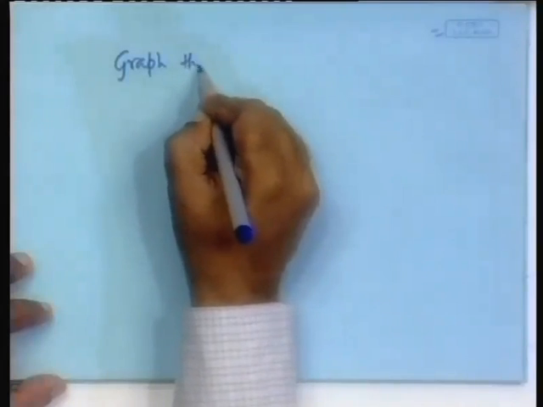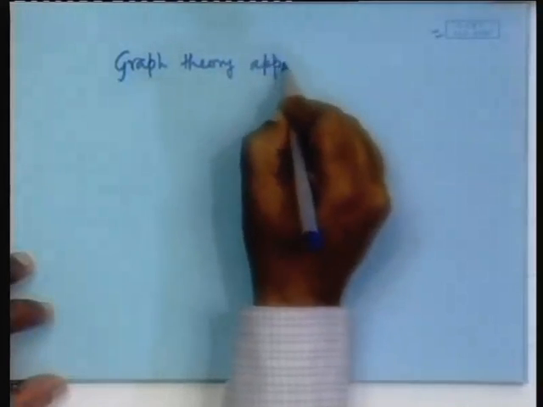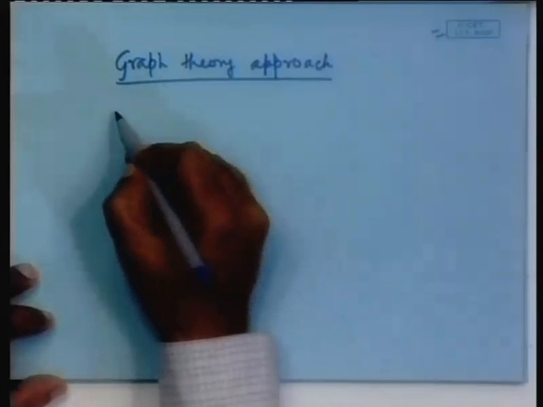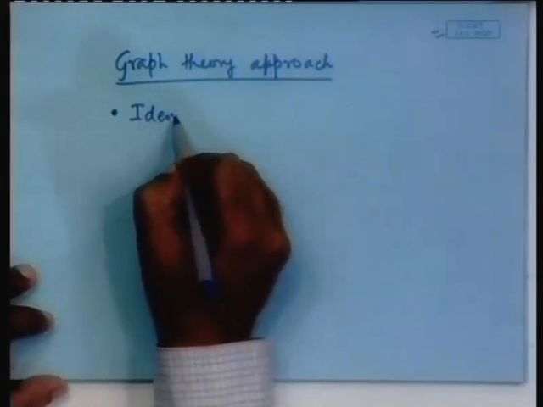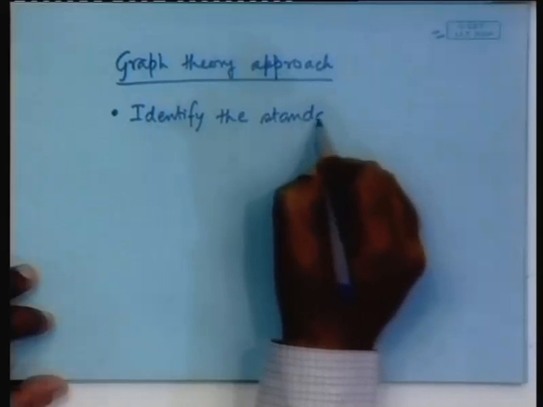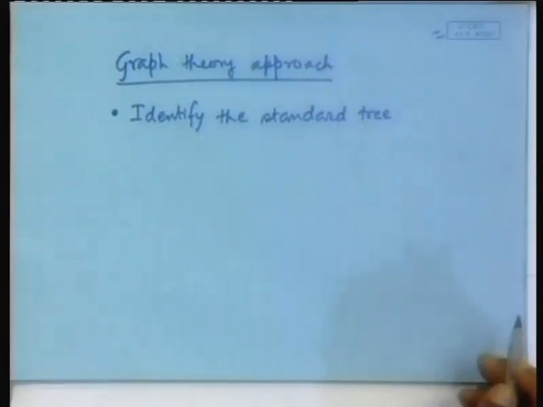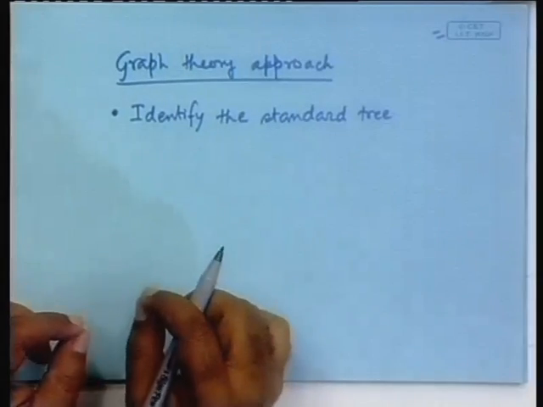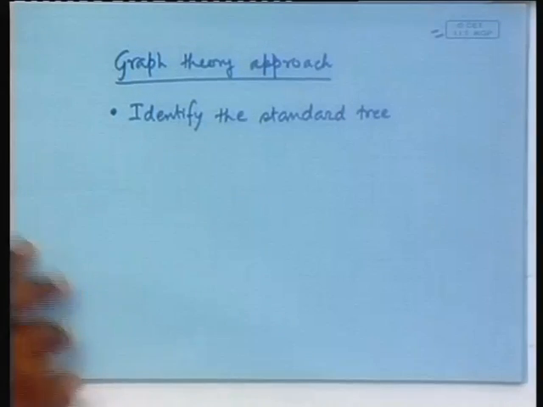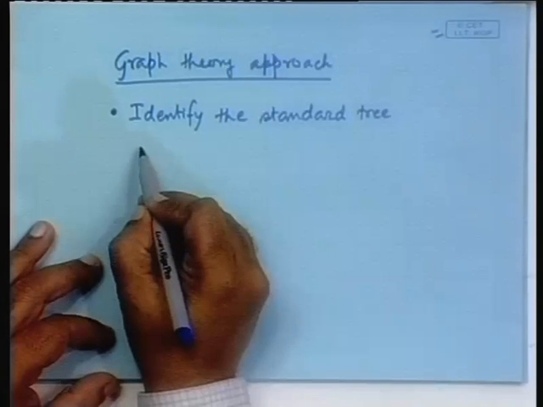Okay, so in the last class we have seen that in the graph theory approach, you have a few very well defined steps. The first step is to identify the standard tree. In any graph, you can draw the trees in very many different ways, and out of that one would satisfy the requirements of being a standard tree. So, what are the steps?